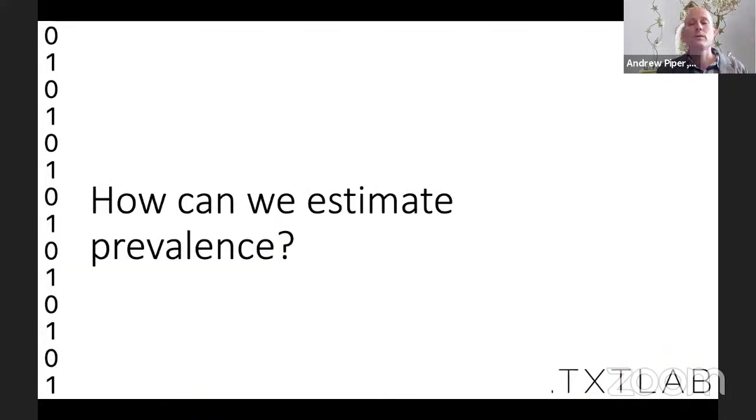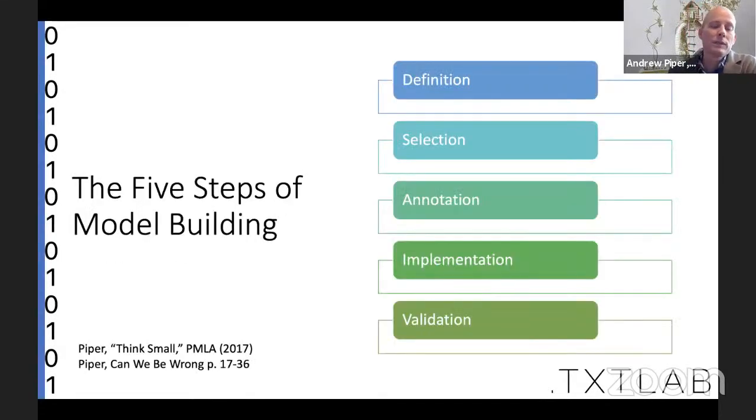So what I'm going to walk you through now is the way we can use something like machine learning to answer this kind of question. And I'm going to rely on what I call the 5 steps of model building to walk you through this process. This is something I've outlined in an article called Think Small that appeared in PMLA in 2017, and also in my book, Can We Be Wrong?, where I outline how to build a model, and all of the criteria and steps you want to go through when you apply machine learning to analytical questions. I'm going to walk you through those right now.